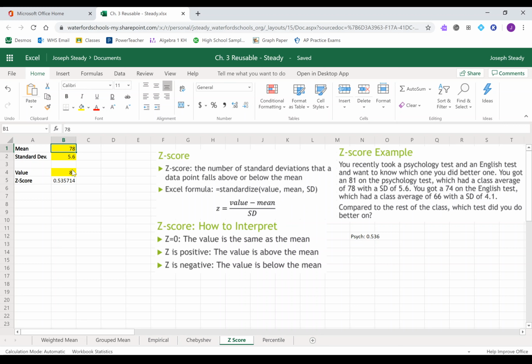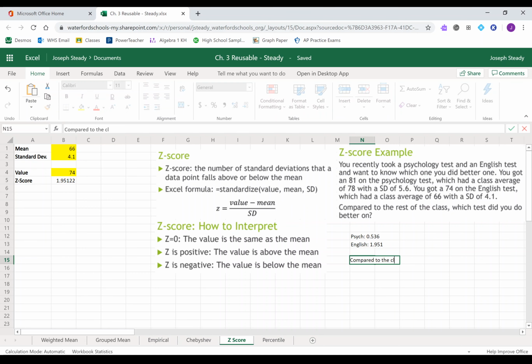Then we can do the same thing for the English test. And this time I won't have to type in the formula separately because it's already there. For this one, the class average was 66, the standard deviation was 4.1, and my score was a 74. In this case, I actually did really well on this test compared to the class. I was almost 2 standard deviations above average. So on the English test, I was 1.951 for my z-score. Compared to the rest of the class, I did better on the English test.